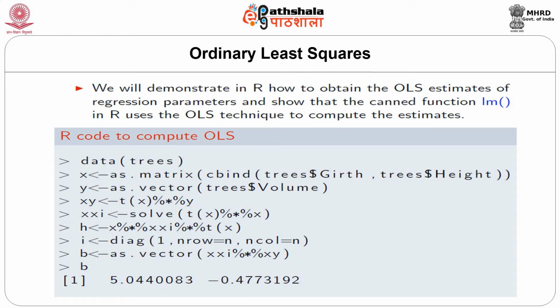We have attached the data set trees, which is inbuilt in R, and we write X as the matrix of explanatory variables. The two variables that we use here as explanatory variables are girth and height, and we use y as the vector of response, which in this case is volume.